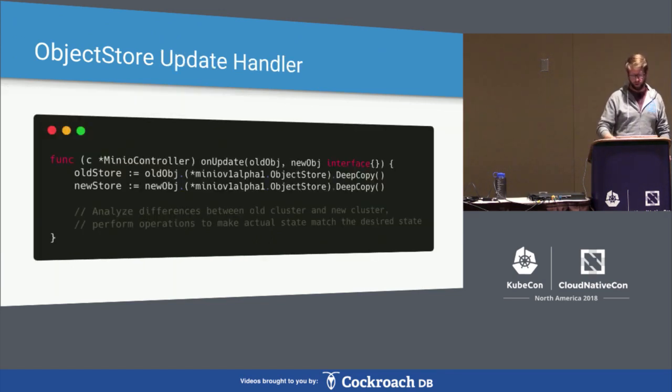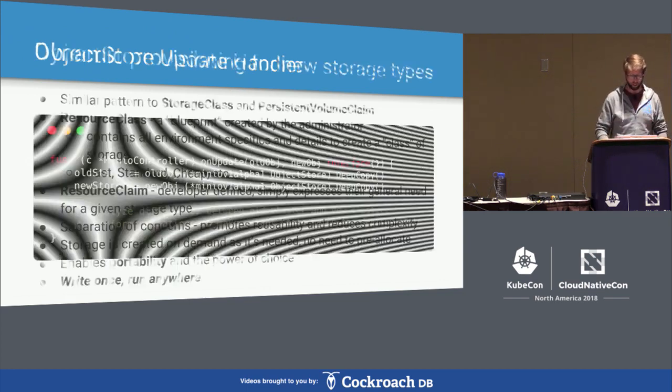And then similarly, we don't have any body of code in here, but on an update, we get the old object and the new object. We can do a diff and see what changes the operator's got to do to make the user's request actually be a reality and reflected in the cluster.